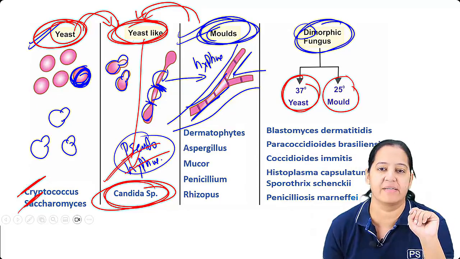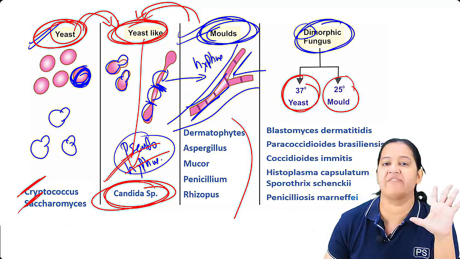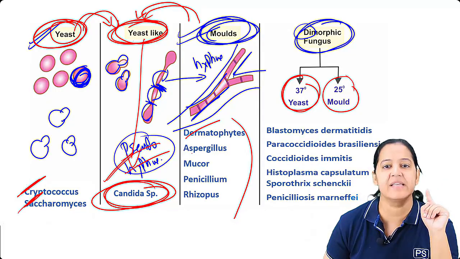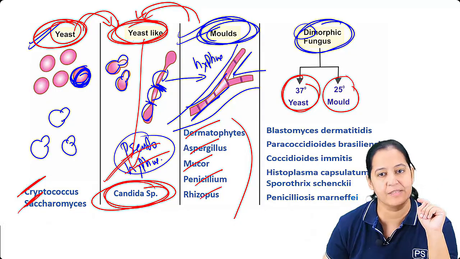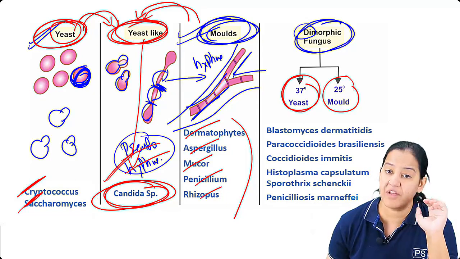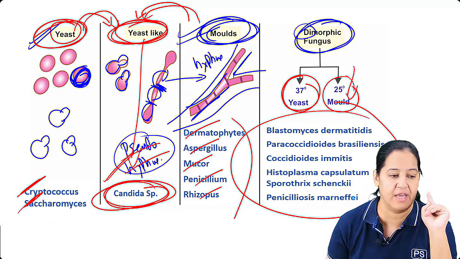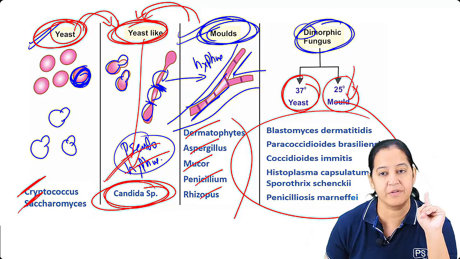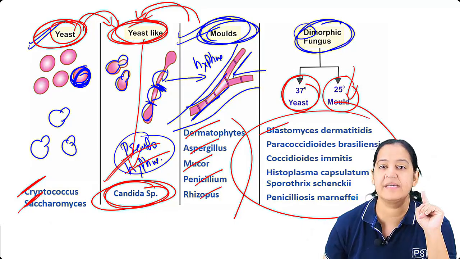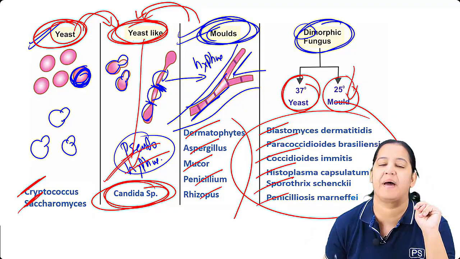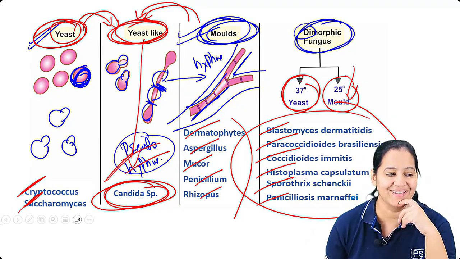So only one fungus. In the molds, we have 5 examples. You have to learn the dermatophytes, Aspergillus, Mucor, Penicillium, Rhizopus. The dimorphic are the last category. You have to learn dimorphic. You get many questions out of that. So dimorphic: Blastomyces, Paracoccidioides, Coccidioides, Histoplasma, Sporothrix, and Penicillosus. So please learn. Okay. Thank you.